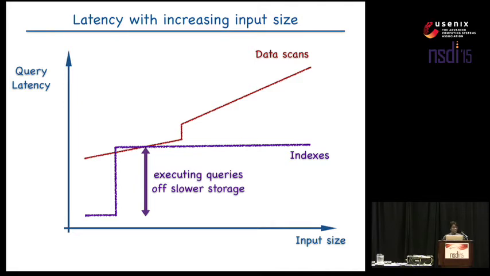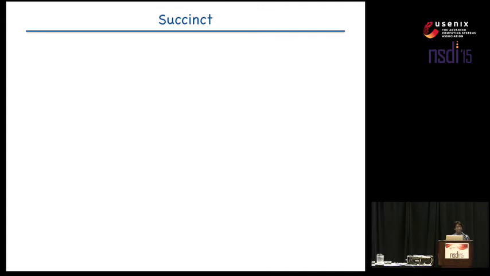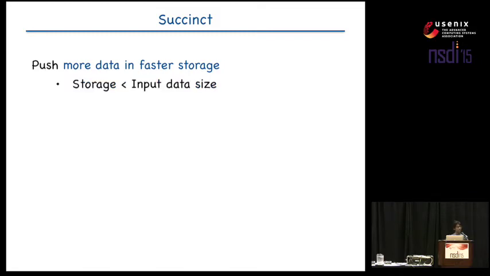Succinct does two things. First, it pushes more data in faster storage. How does it do that? We are going to ensure that our storage is never, ever going to be more than the input data size. Now you still want to answer queries like search queries. Imagine for a second that I don't even give you enough space to store the input data; how would you execute a search query? What Succinct does is compress your input data in some manner that I'm going to describe later, and we execute queries directly on this compressed representation.